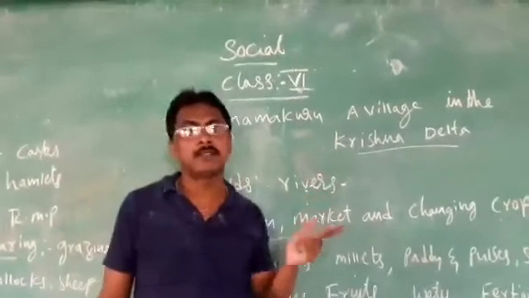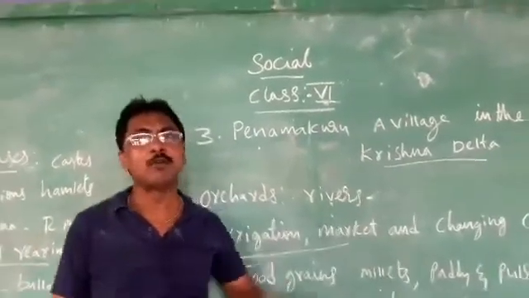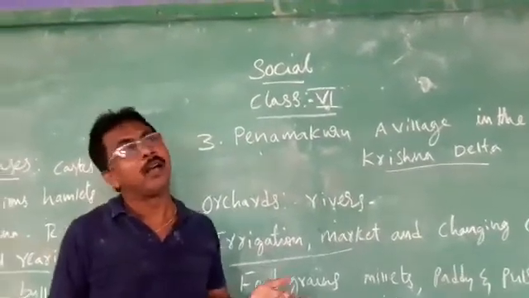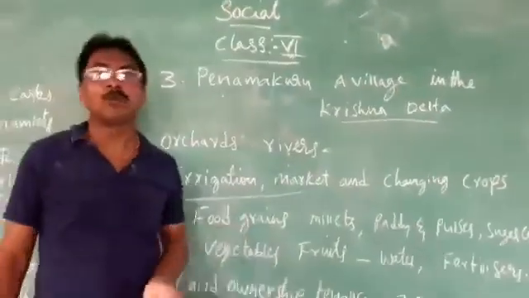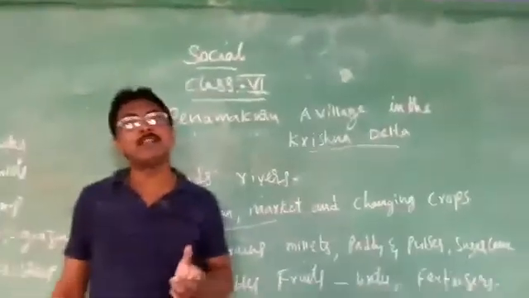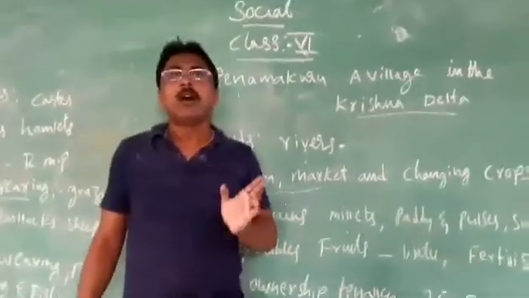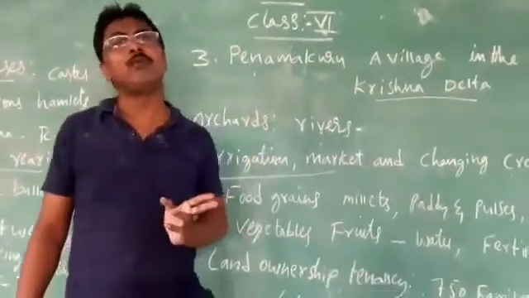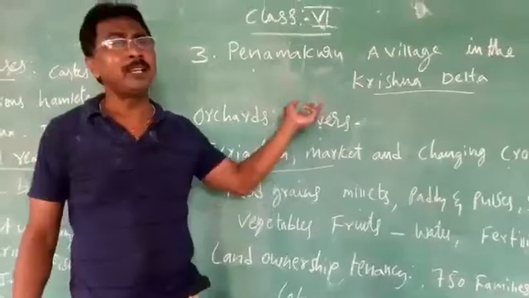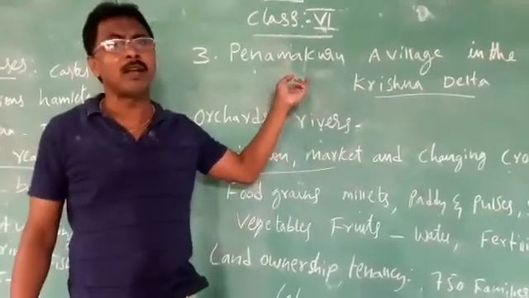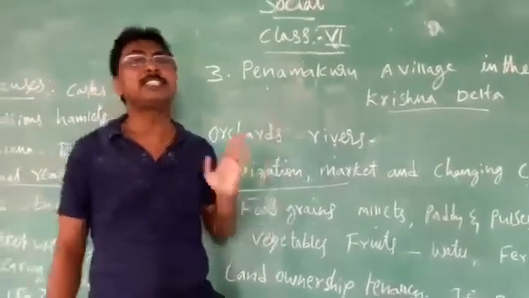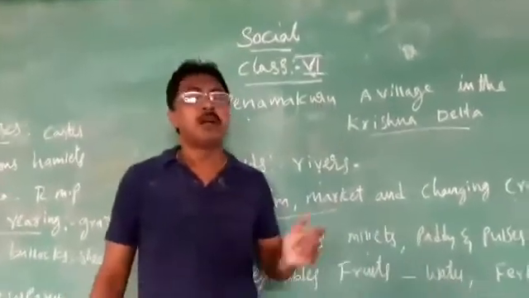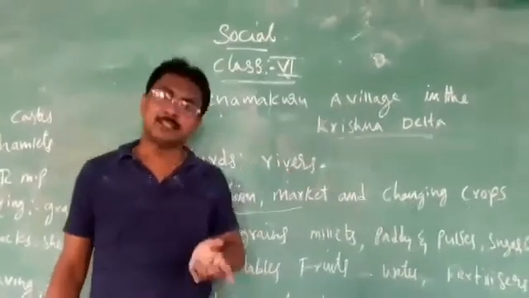Penamakuru, a village in the Krishna Delta. We have discussed in the previous class where Penamakuru is and what is there. Once again I tell you in this video, Penamakuru is near Uyuru, 3 kilometers away from Uyuru town, and it is in Krishna district.